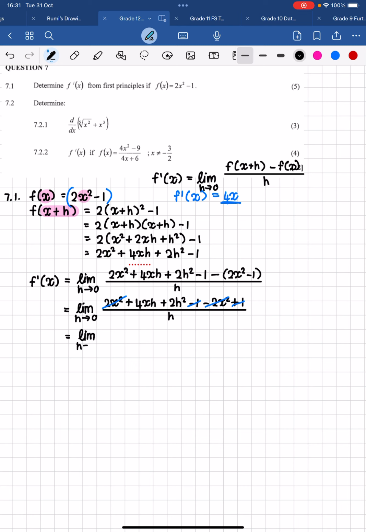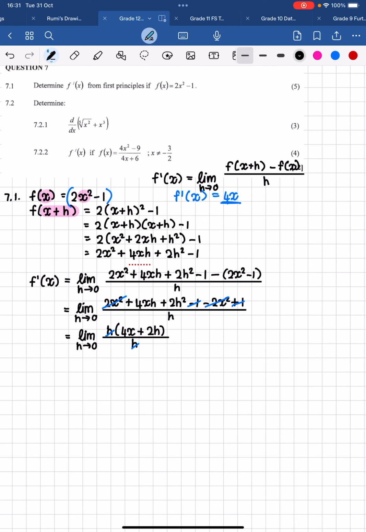All right, so we're going to say limit h tends to 0. At the top, I'm taking out h as a common factor. Remember, when you take out a common factor, you are dividing by that common factor. So 4xh divided by h is 4x plus 2h squared divided by h is 2h over h. Now guys, it's fine that we have another h in this bracket. We just need that h in front of the bracket so that we can cancel out the h at the bottom. It's fine that we still have an h there.